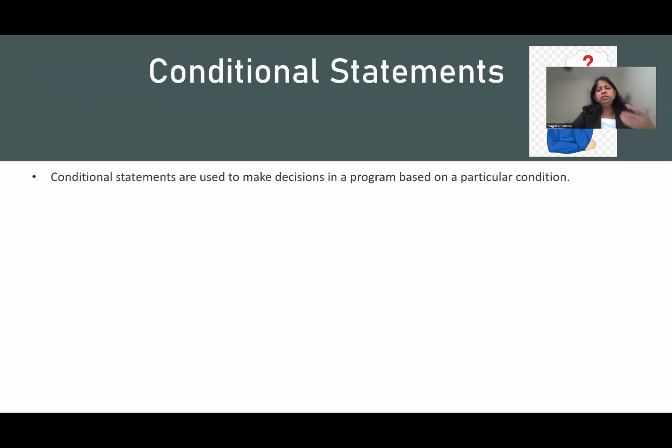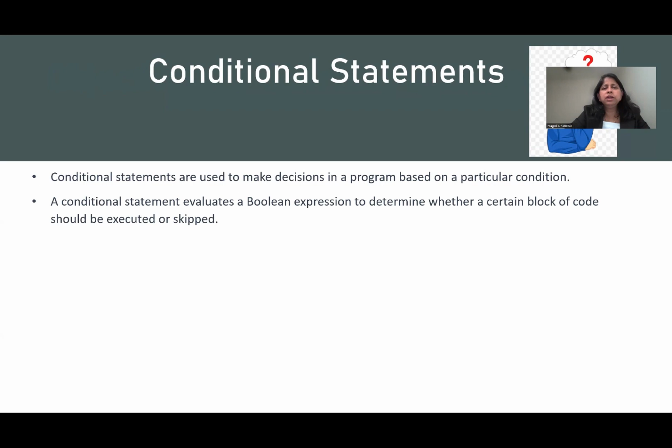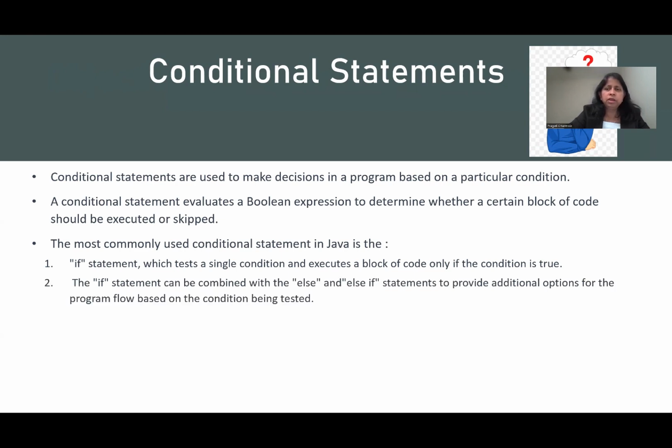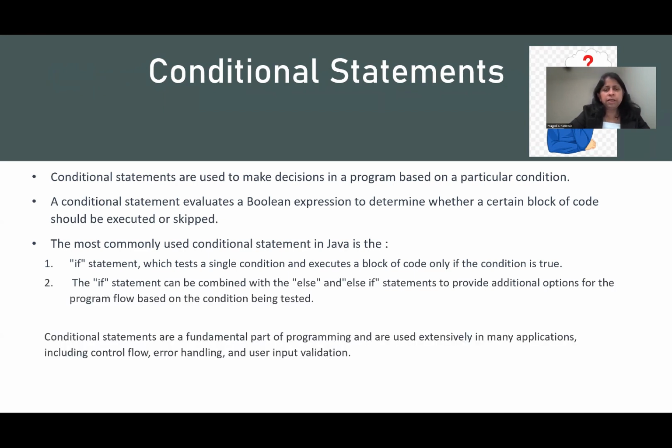They are used to make decisions in a program. So you can control the flow of a program using conditional statements. A conditional statement evaluates a true or false, or Boolean, expression to determine whether a certain block of code should be executed or skipped. There are mainly three types of conditional statements: if statement, if else statement, and if else if statement. One more conditional statement is the switch statement. They are a fundamental part of programming and are used extensively in many applications.